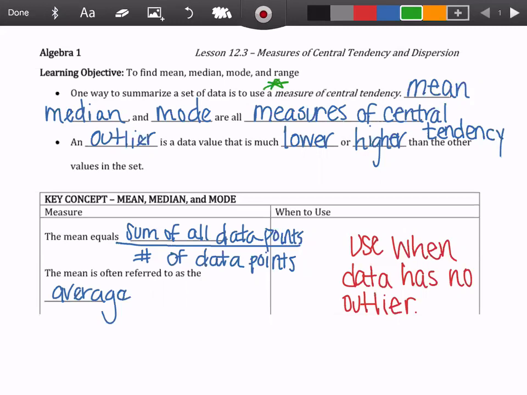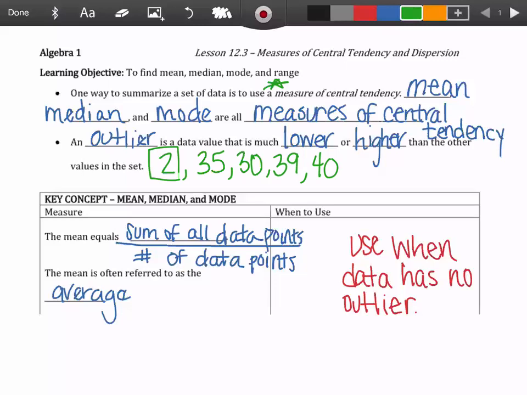An outlier, which is another important word to know, is a data value that is much lower or higher than any other value in the set. It would be something like this: if we had a data point of 2 and then all the other data points were in the 30s, we could even say 39, 40, but 2 is a lot lower than all those other values. So we call that an outlier.